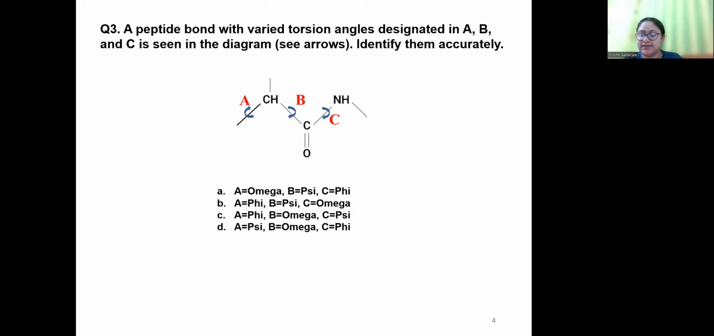Now first tell me, what is a torsion angle? We know what an angle is, right? How do we define an angle in general? When we say angle, what does that mean?